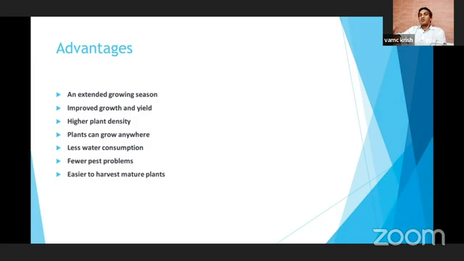Again, easier harvest: mature plants are easy to identify and easy to monitor. The entire field will be vertical or a frame or a different type of setup. We can easily identify the mature plants and the defective plants. That is the advantage of hydroponics compared to an open field.